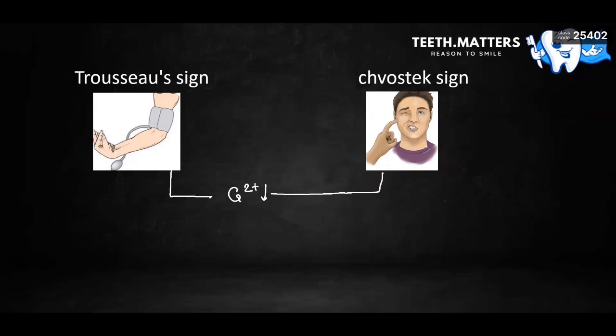And the Chvostek sign: when we tap at the angle of the jaw, it stimulates the facial nerve. So in the figure, there is twitching of the muscles of the face on the same side. Both of them are seen in low calcium level.